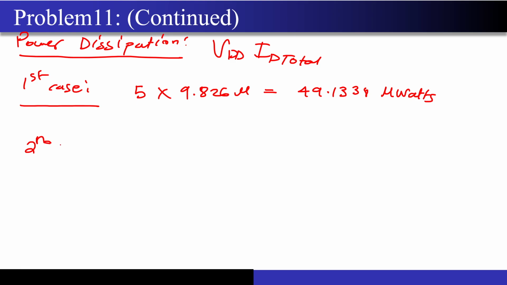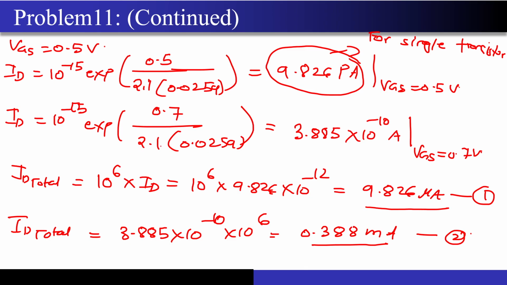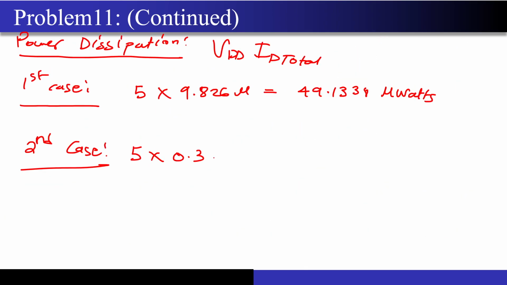And now for the second case, if I calculate it, this will be what? 5 into I_D total, which was 0.388 milliamperes. Now this will be coming out to be around 1.94 milliwatts.